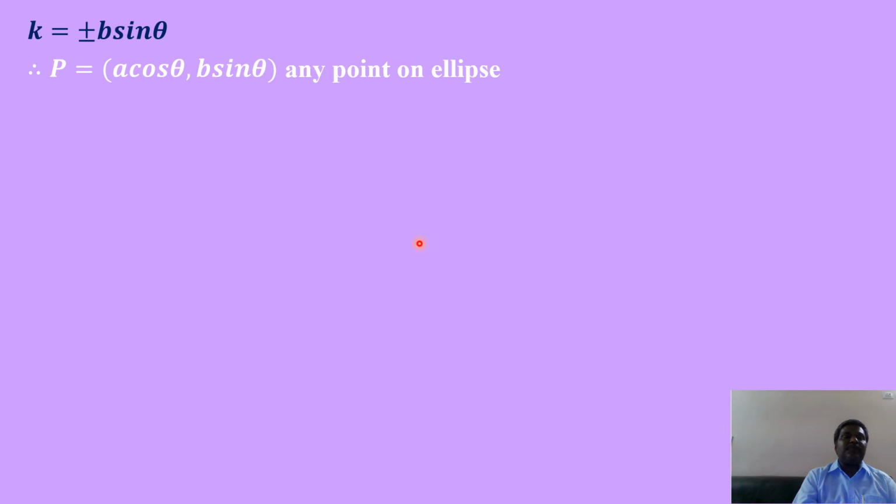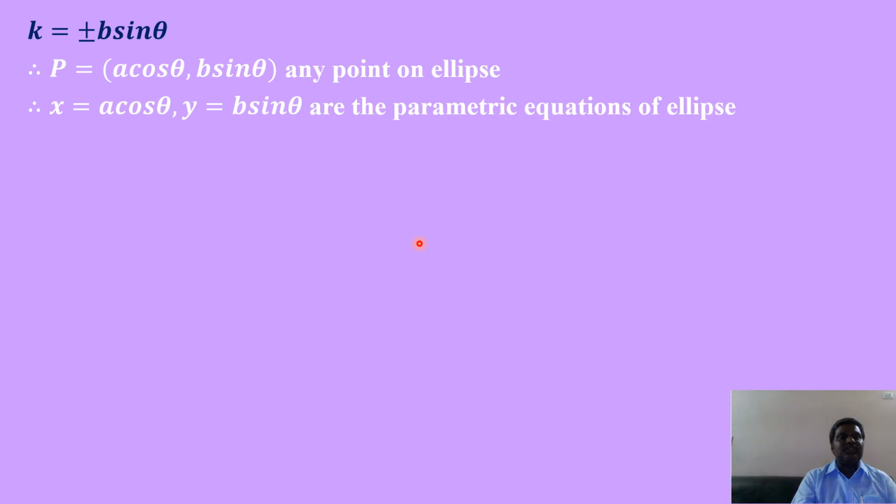If you take P dash as a cos theta comma minus b sin theta, if P is in the first quadrant, P dash is in the fourth quadrant. So any point on the ellipse is taken as a cos theta comma b sin theta. So what is the x coordinate? a cos theta. What is the y coordinate? b sin theta. Hence we take x is equal to a cos theta, y is equal to b sin theta as the parametric equations of the ellipse.